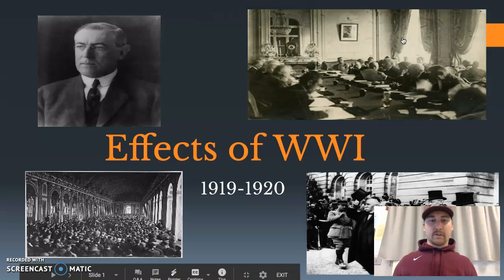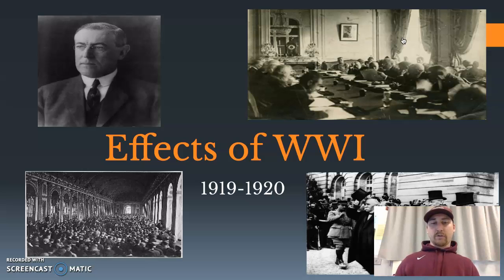Welcome to today's lesson on the effects of World War I, where we discuss how the Treaty of Versailles affected Europe and the United States as well past World War I. We just got done talking about World War I and all of its effects during the war, talked about the different types of technology, different types of weapons, but now we're going to get into the bulk of what happened after the war, starting with the Treaty of Versailles.